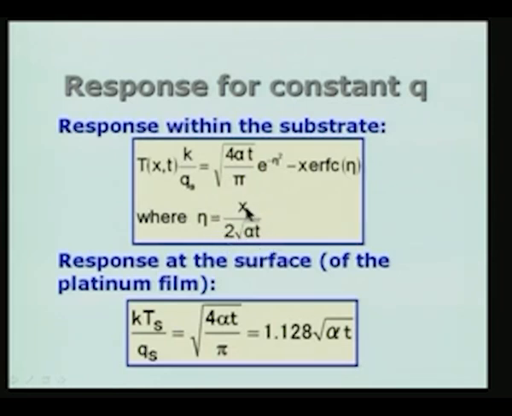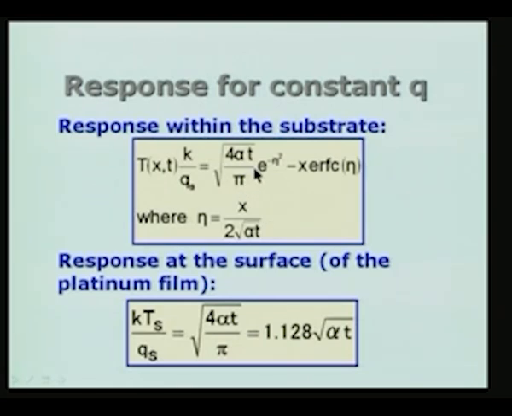X is the distance, t is the time, alpha is the thermal diffusivity, minus x times the complementary error function of eta. The student need not worry about the error function and so on. These functions are all given in the form of tables in mathematical handbooks, so we can just take it from there. For the present, we will simply assume that the solution is obtained by a suitable method of solving the one dimensional heat equation.